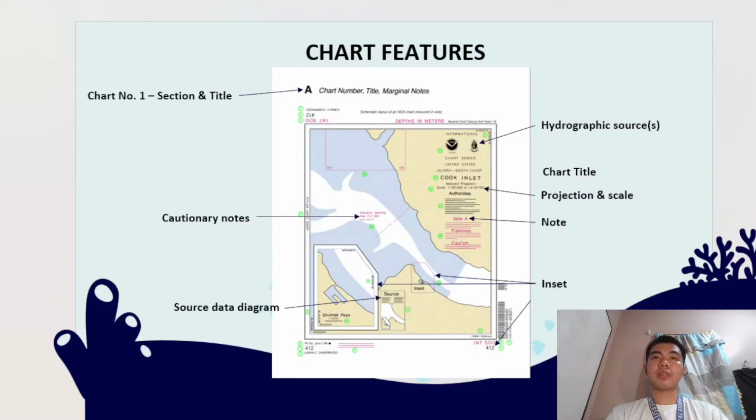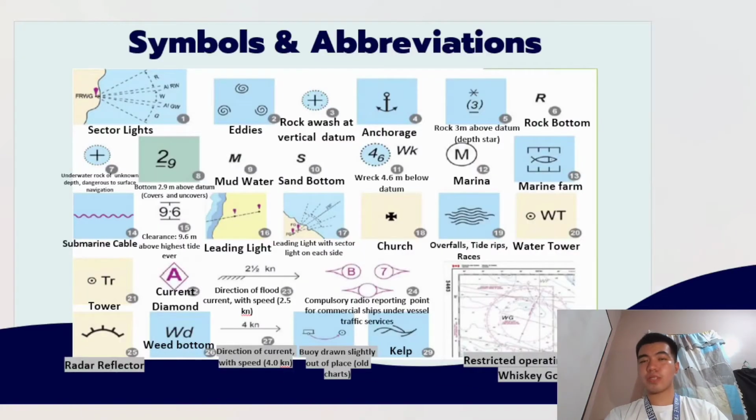So here we have our chart pictures and their titles. Chart number 1, section and titles. In the upper right, we can see the hydrographic sources, and below we have our chart title followed by projection and scale and the note. In the bottom part, we have our inset. In our bottom left, we have our source data diagram and our cautionary notes.